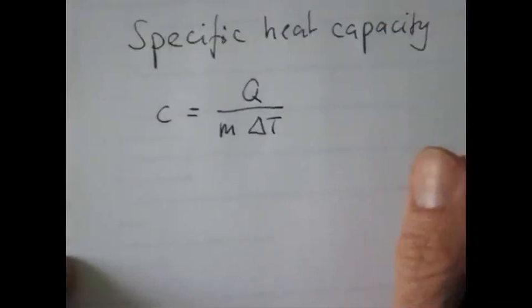Therefore, we use a slightly different formula here, and we use the small letter c to denote specific heat capacity, and now we divide Q by the mass as well, apart from the change in temperature. So let's have a look at how specific heat capacity and heat capacity or thermal capacity are related to each other. Specific heat capacity, small c, is basically equal to the thermal capacity of an object divided by the mass of that object.